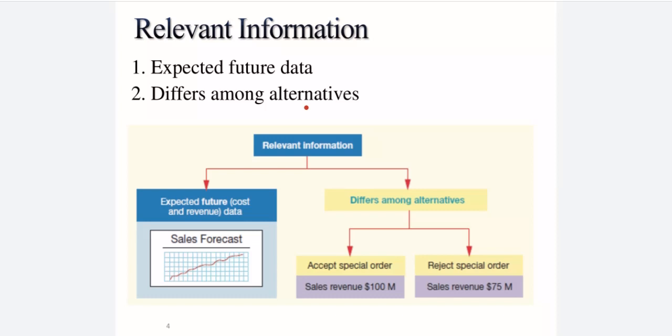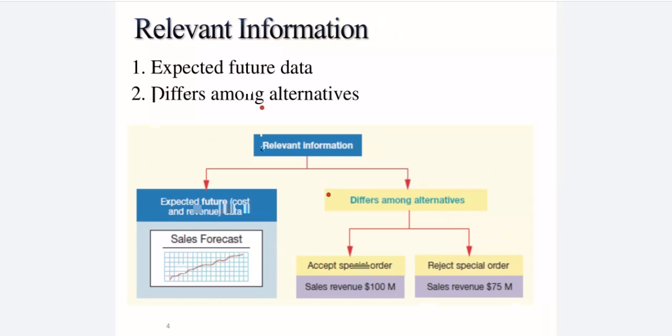يعني هتختلف باختلاف البدائل. يعني ممكن في بديل معين مثلا لو أنا وافقت إن أنا أعمل سبيشال أوردر لعميل معين السيلز هتبقى 100 مليون. لو رفضت ان انا اعمل الاوردر ده السيلز هتبقى 75 مليون. يبقى ساعتها السيلز ريفينيو دي تعتبر ريليفنت انفورميشن. ليه ريليفنت؟ لانها طبعا لسه هتحصل في المستقبل وواضح ان الرقم بيختلف باختلاف البديل. يبقى ده عامل مهم لازم اخده في الاعتبار لما اجي اتخذ القرار.